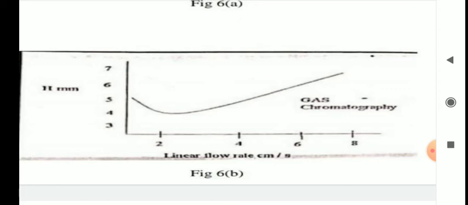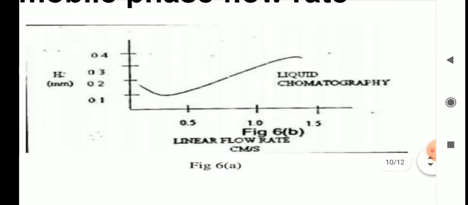You can see that in the case of GC, the plate height values are much higher as compared to HPLC. These values are of the order of millimeters, 3, 4, 5, 6, 7 millimeters. Whereas in the case of HPLC or LC, the plate heights are much lower.